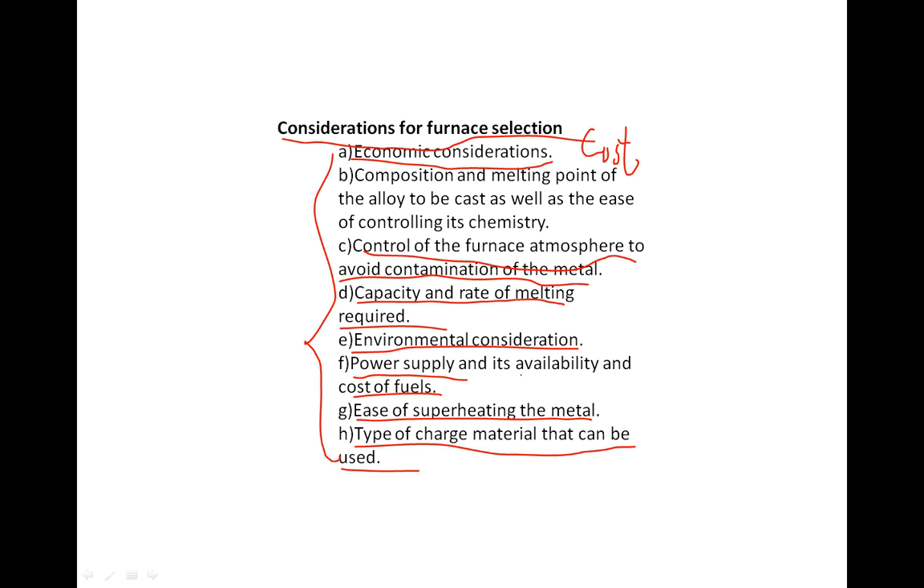So this is all about the metal furnaces. In the coming lecture, we are going to discuss the casting defects. So this is all about the furnaces.